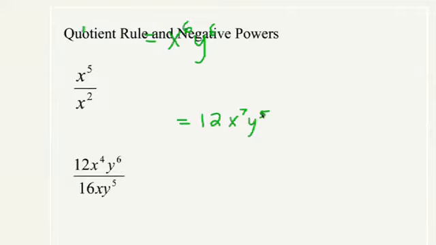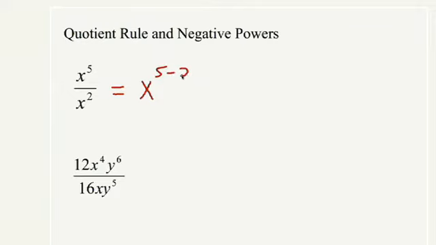So let's now talk about the second of the three exponent rules. We talked about the product rule. Let's now talk about the quotient rule. The quotient rule essentially says if you're dividing the bases, the x's, you subtract the exponents. So, for example, here, x to the fifth divided by x squared is x to the 5 minus 2 power.